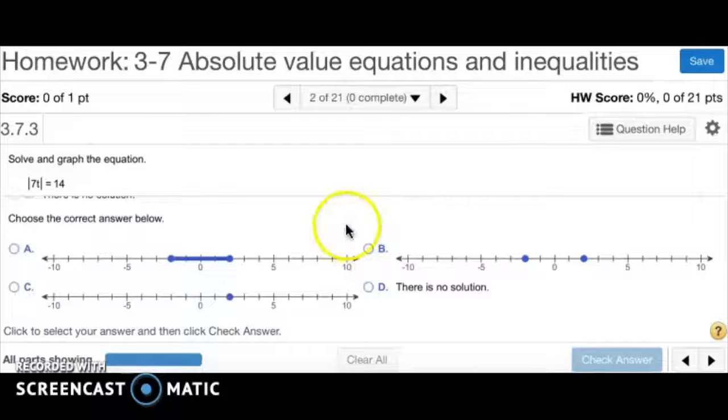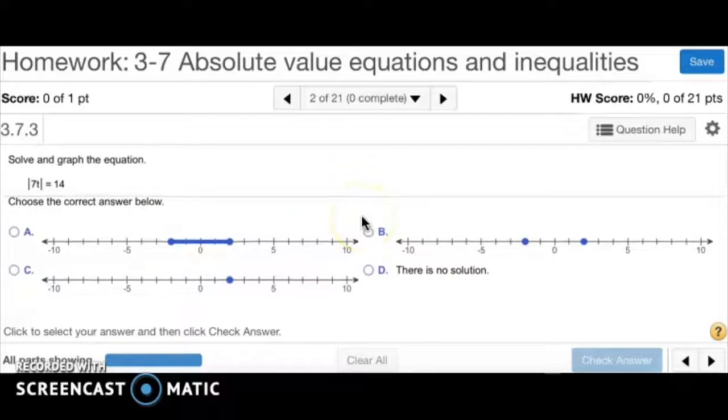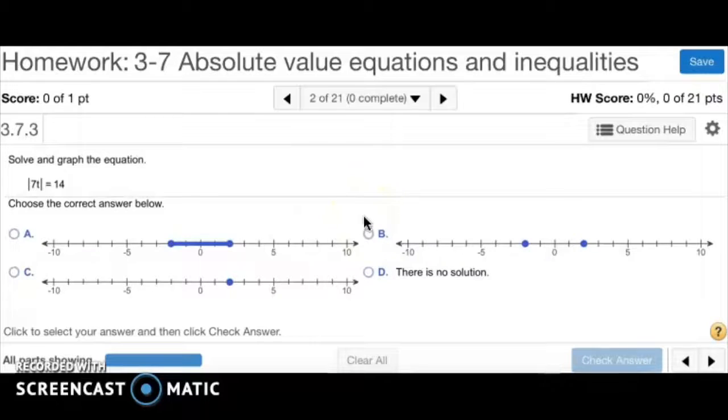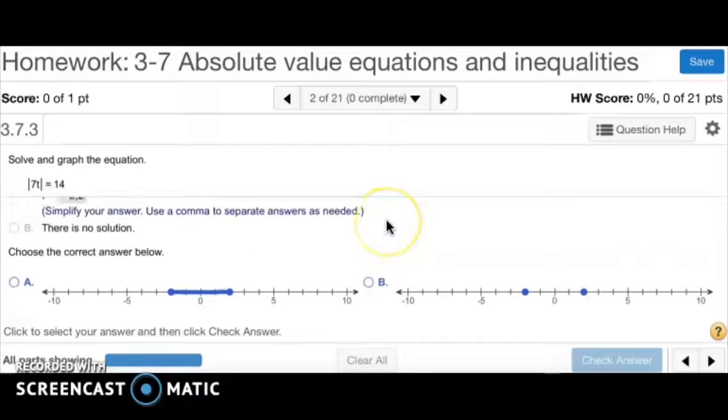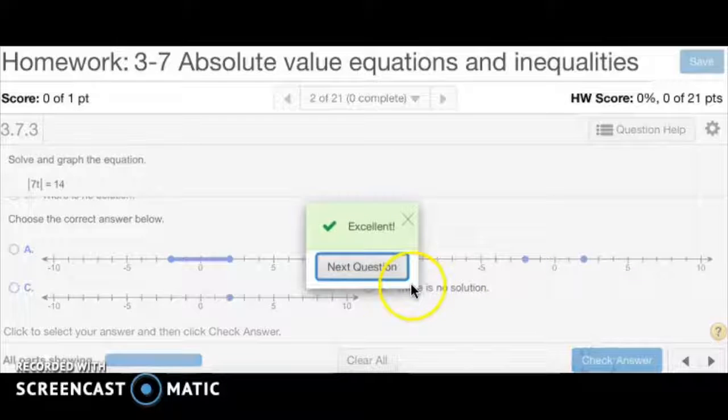Okay, now to graph it, it says it's not an inequality, it's an equation, and it says t equals negative 2 and 2. So you're just going to have 2 points, one on negative 2 and the other on 2. So your answer is going to be B. It's not going to be A because your answers aren't any of the numbers between them, just negative 2 and 2. So you're going to choose B for number 2.